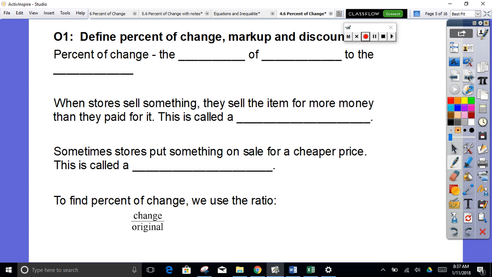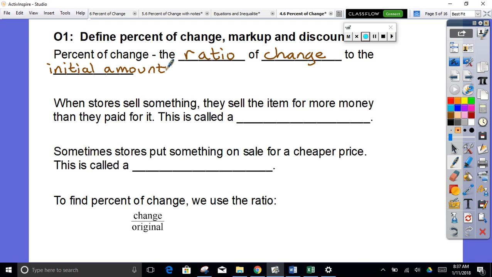Okay, here's what percent of change is. Percent of change is just the ratio of change to the initial or starting amount. So a ratio is just a comparison of two quantities by division, so it's just something over something. Every percent is a ratio of something over 100.